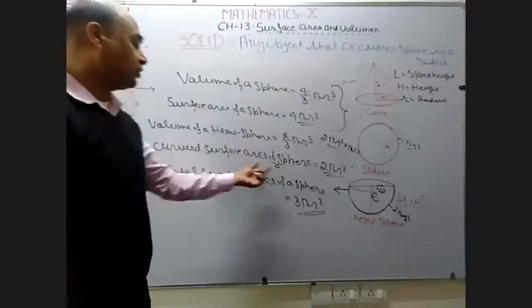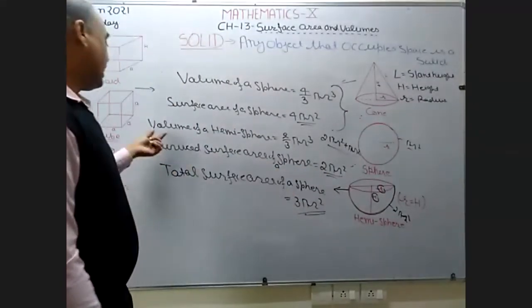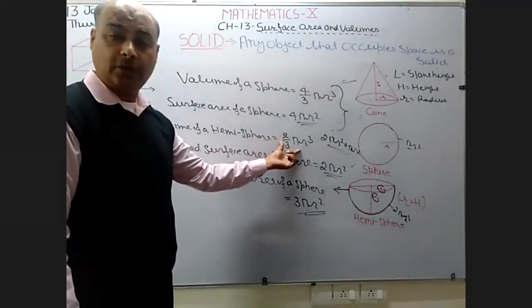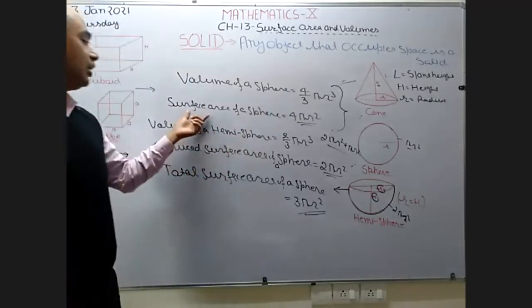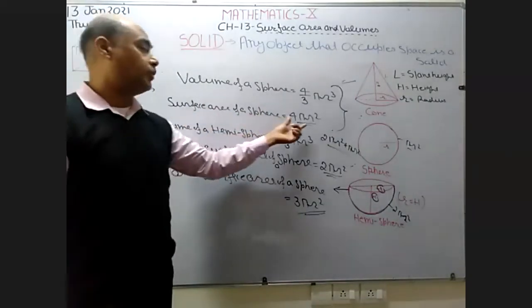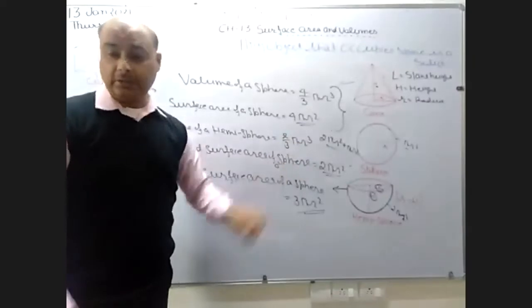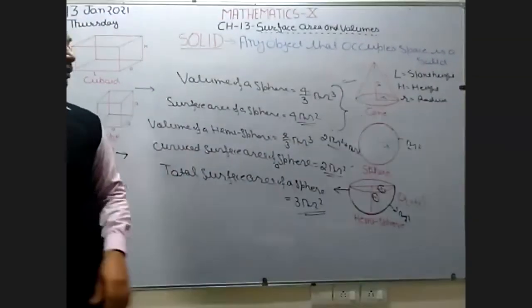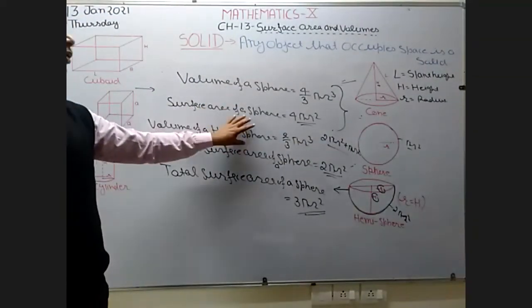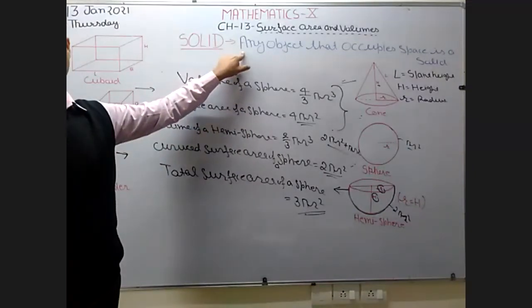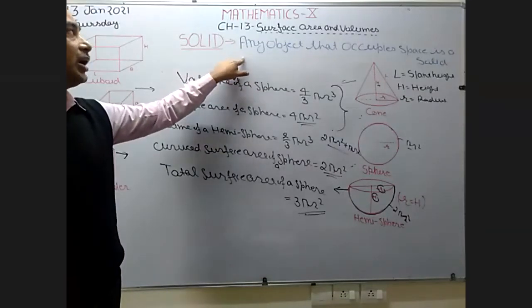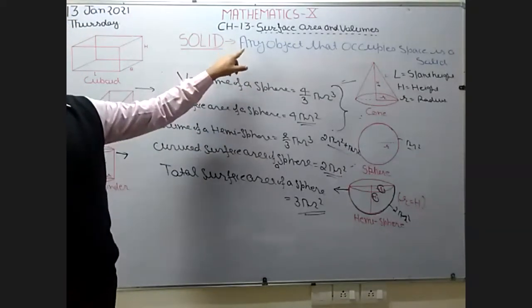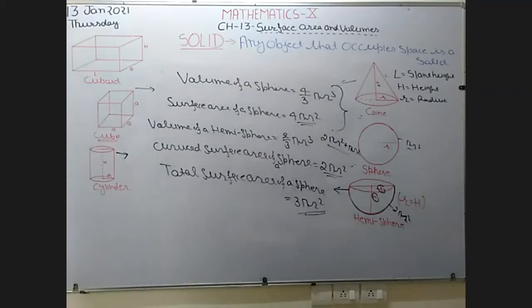Curved surface area of a hemisphere is 2 pi r square and volume of hemisphere is 2 by 3 pi r cube. Volume of sphere is 4 by 3 pi r cube, and surface area of sphere is 4 pi r square. Try to learn these formulas. You have to write these formulas on your fair notebook before you start exercise 13.1. Learn and write these formulas first on your fair notebook. After that, you are going to start exercise 13.1. Write these formulas fast. Now I am going to start exercise 13.1.